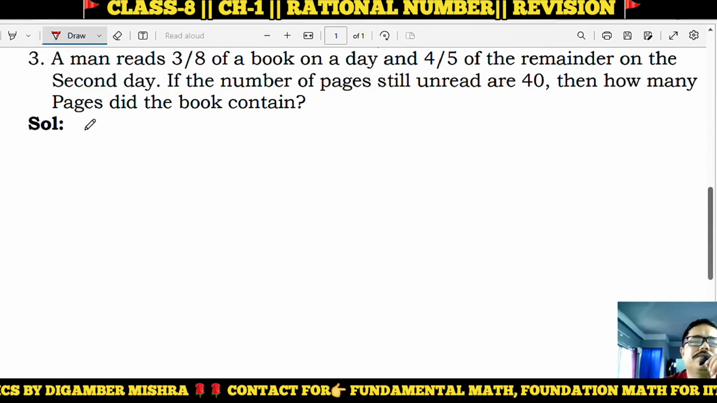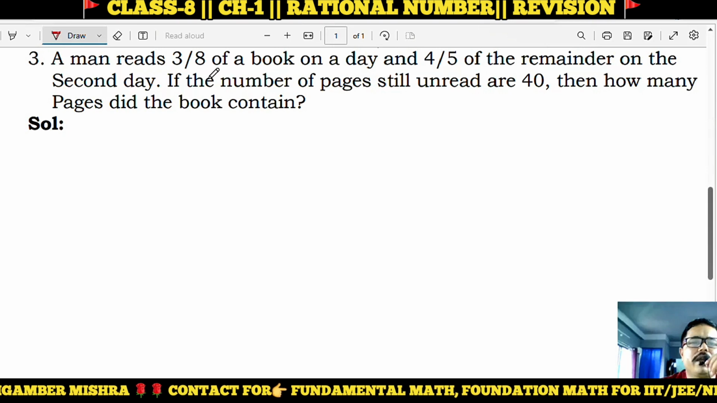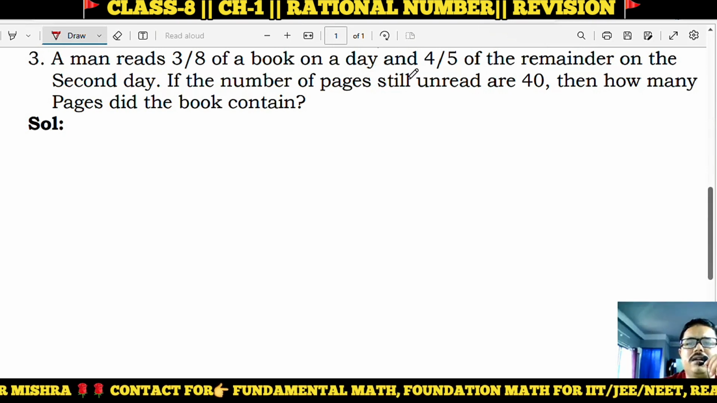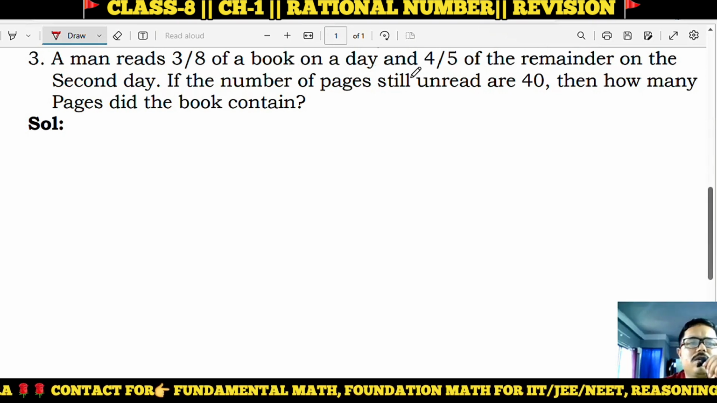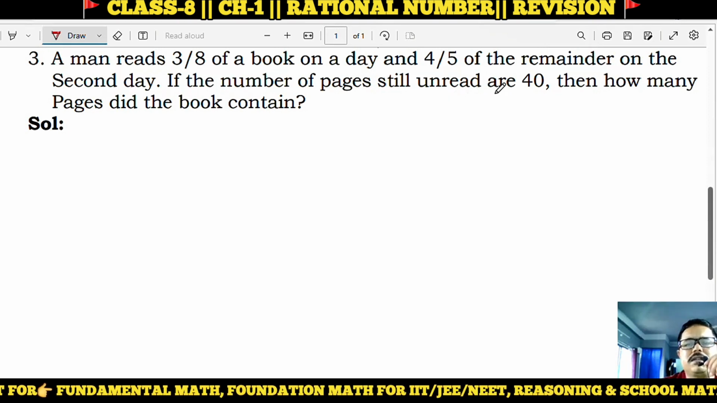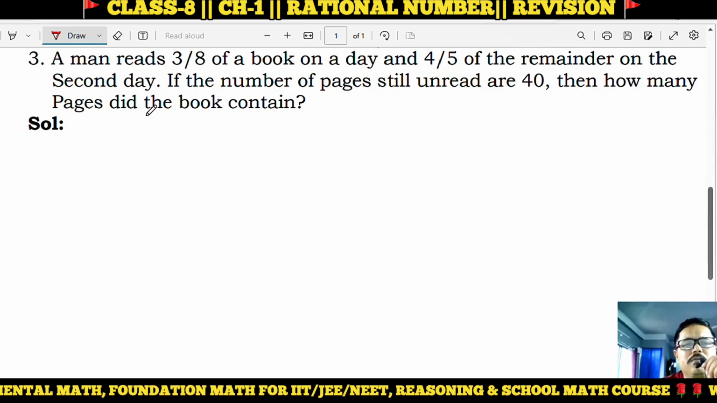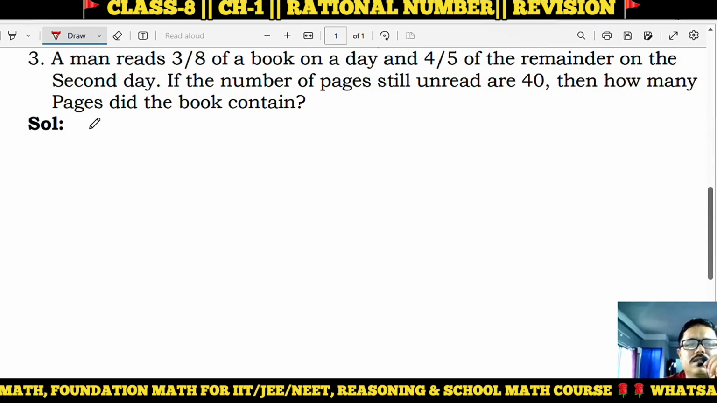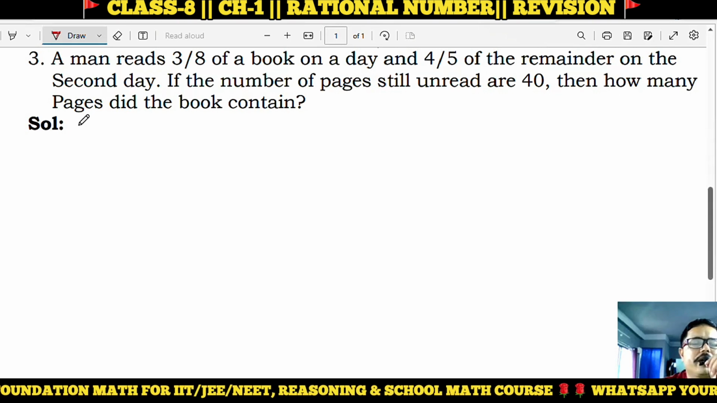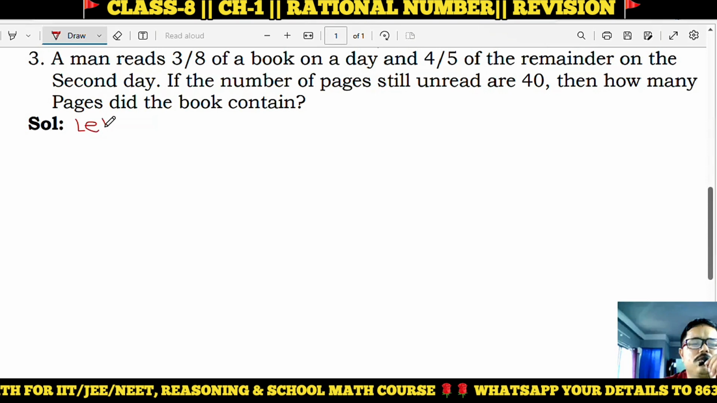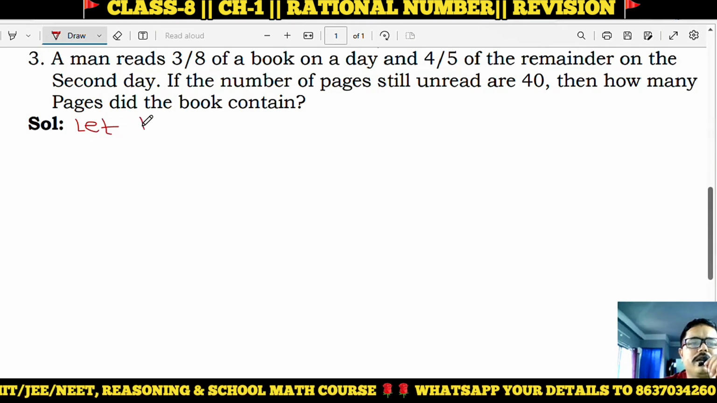Very important question. A man reads 3 upon 8 of a book on a day and 4 upon 5 of the remainder on the second day. If the number of pages still unread is 40, then how many pages did the book contain? As you are all in class 8 and you are aware of the linear equation topic, I am explaining with that topic only.